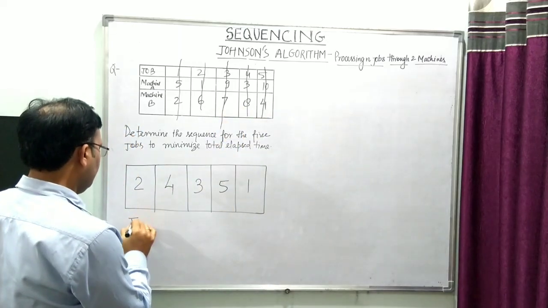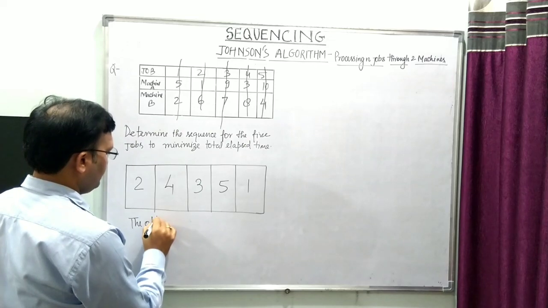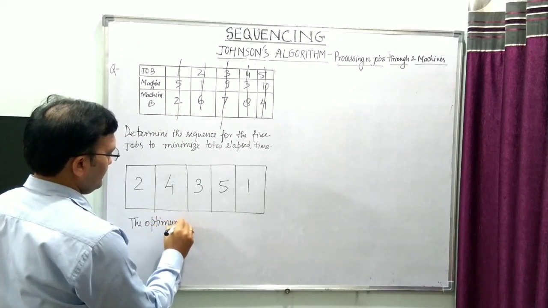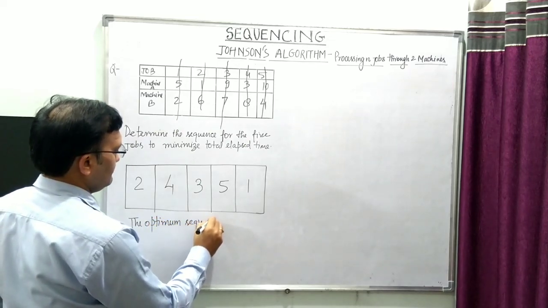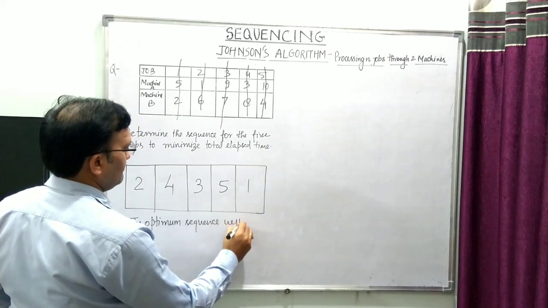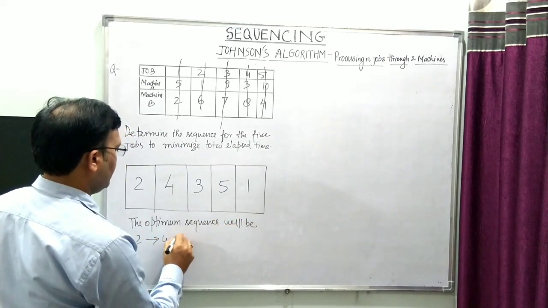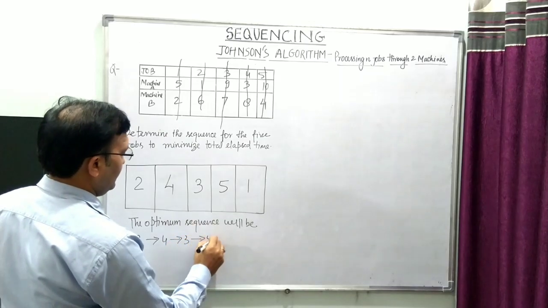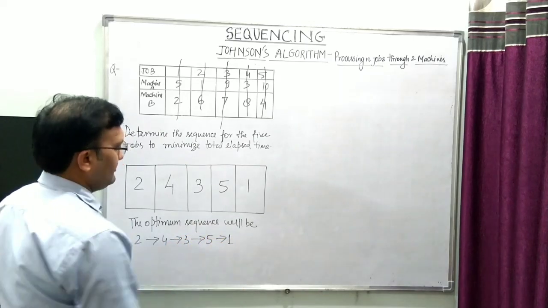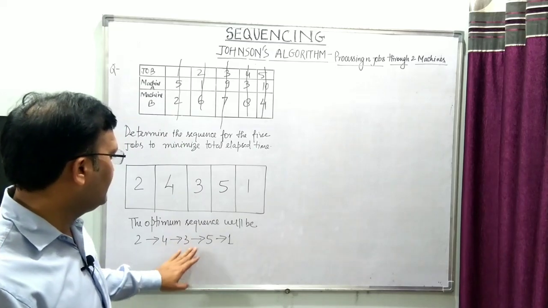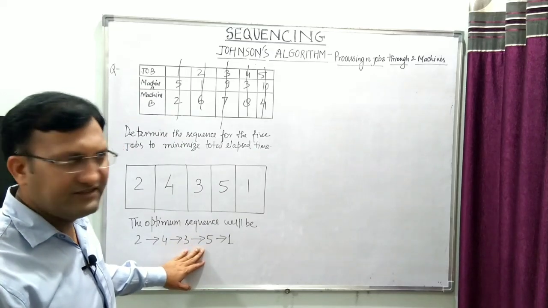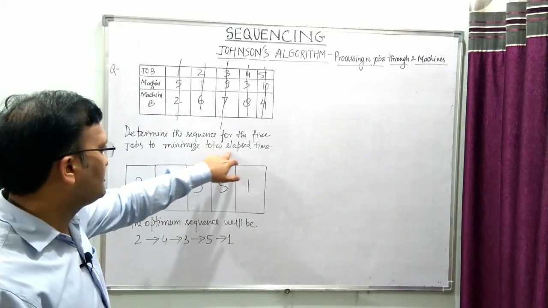So the optimum sequence will be 2, then 4, then 3, then 5 and then 1, right? So we have calculated the right sequence, so as to minimize the total elapsed time.